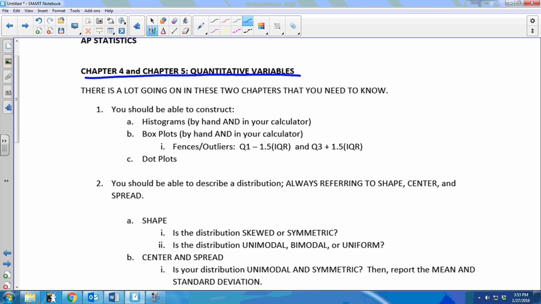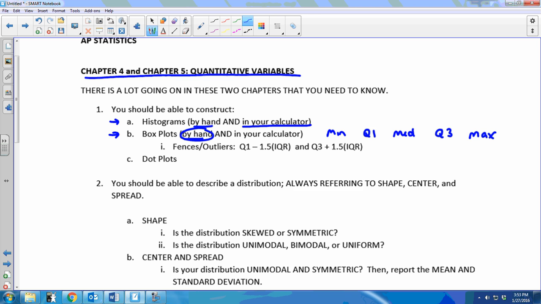So, you should be able to make histograms by hand and in your calculator. That helps you check the shape of a distribution if you can make it in your calculator. You need to make box plots by hand and in your calculator. They make you make box plots in the AP exam rather frequently, or read box plots. They come up a lot, okay? So remember a box plot, you have the minimum value, you have Q1, you have the median value, you have Q3, and you have the maximum value, right? You can find all that information under one variable statistics in your calculator if you have all the data, or if they give you the data, you construct that.